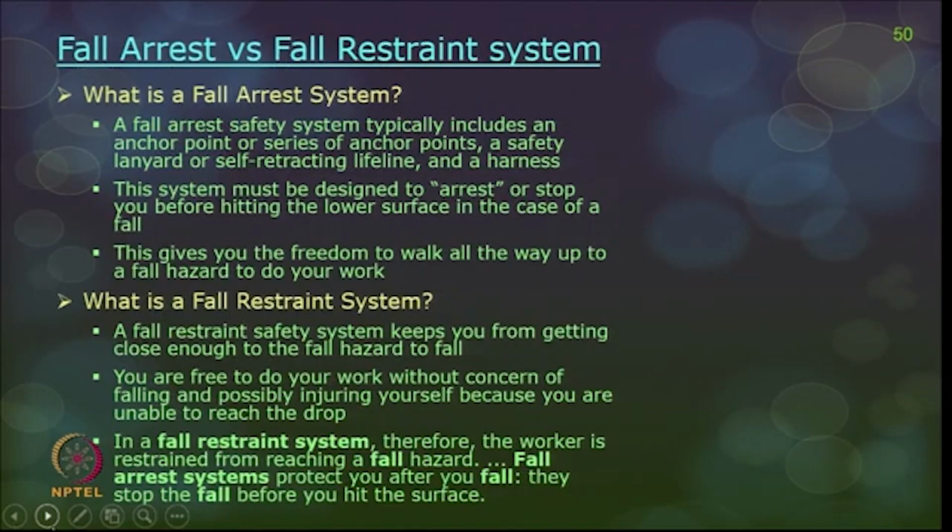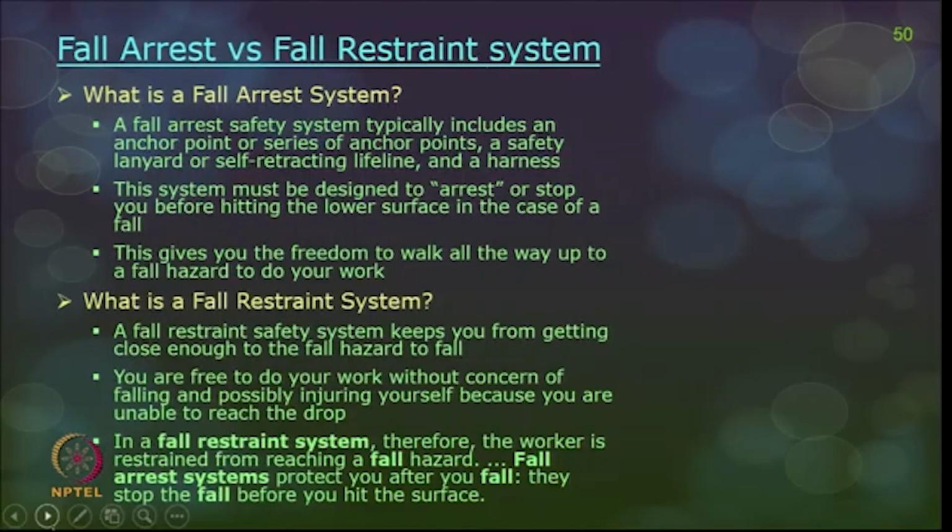So, this fall arrest system and fall restraint system, let us discuss a little bit. Both these systems generally have PFAs as a backbone. In a fall arrest system, they are designed to arrest or stop you before hitting the lower surface in the case of a fall. So, it is like you will not fall. Your leash, it is like a dog and a leash. The dog can move only till the leash length. In the same way, a fall arrest system means you will not go beyond a certain limit and try to fall.